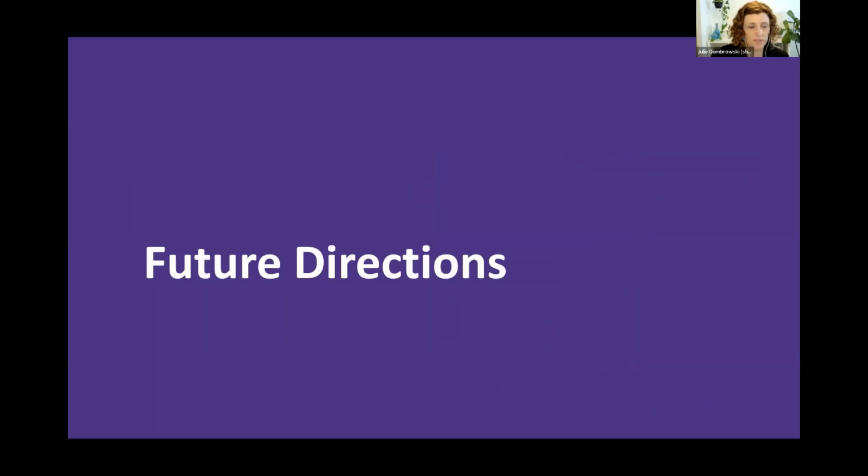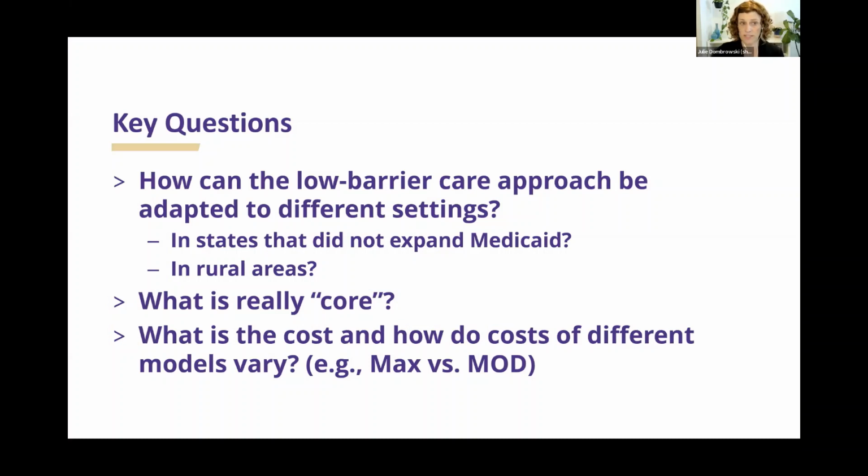Okay, so I want to move into future directions very briefly, and then the polls and discussion. So I think these are some of the key questions about low barrier care that I find the most interesting and important right now. How can the low barrier care approach be adapted to different settings? So how can this work? And what would it look like in states that don't have Medicaid expansion, or in rural areas where you can't set up a clinic in a key core and bring people in? Are there mobile models? Are there other ways that this needs to look?